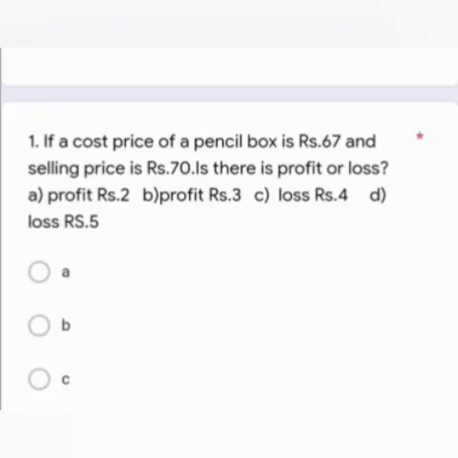Good morning, dear students. Let us see how you can solve the warm-up exercise I have given to you in the previous class. Question number 1.